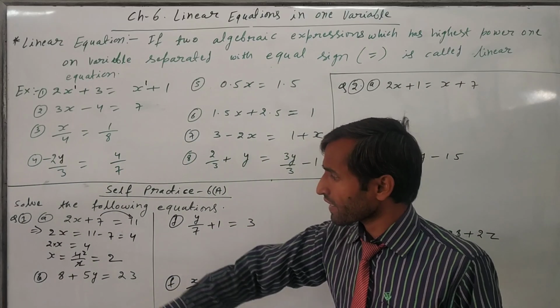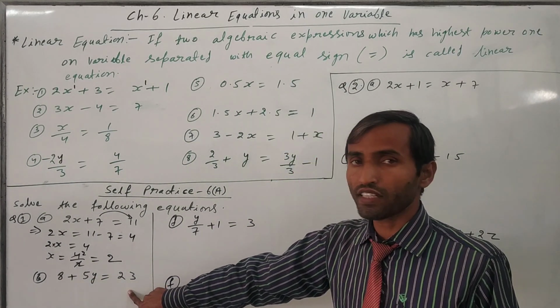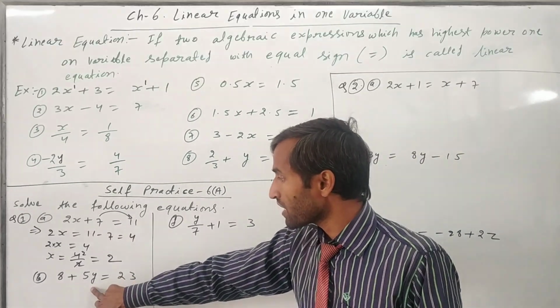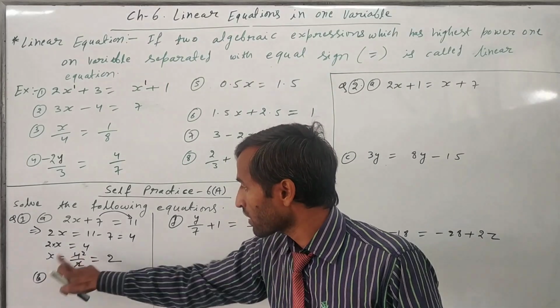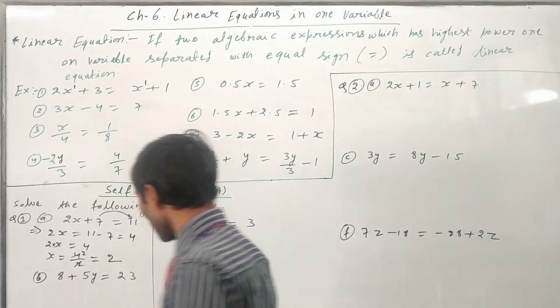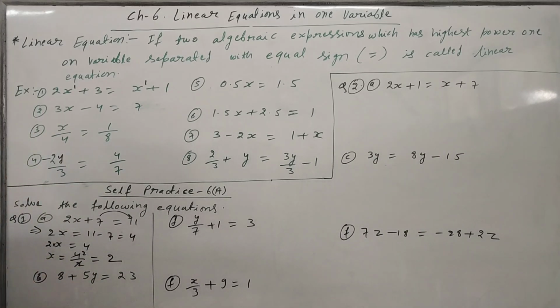Now in the b part, 8 + 5y = 23 is given. So we have to find the value of y. What should we put here in place of y? Then after the solution it will come 23. For that we have to find the value of y, and for that we have to solve the equation. In that case we have to again transpose this 8 to the RHS side. So 5y will be on this side only.